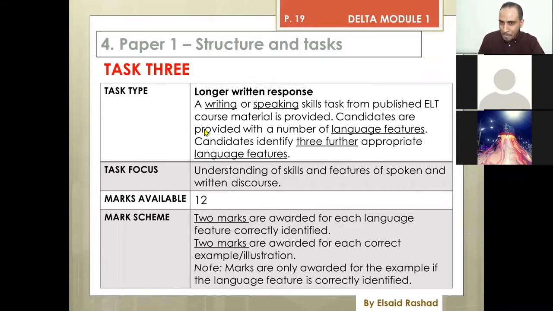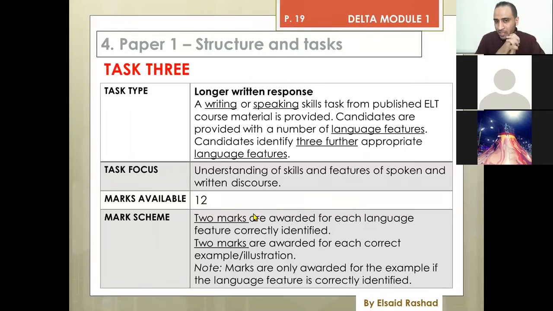Paper 1, task 3. It's a very good task, but you really need to understand discourse analysis very well. You need to understand written discourse analysis and spoken discourse analysis, because they give you a text, okay, and they give you some features of the text, and then they ask you to provide 3 more features, and you need to provide an example for each feature. Each feature will be awarded 2 marks and the example will be awarded 2 marks. You can't get the 2 marks for the example unless you get the 2 marks for the feature.